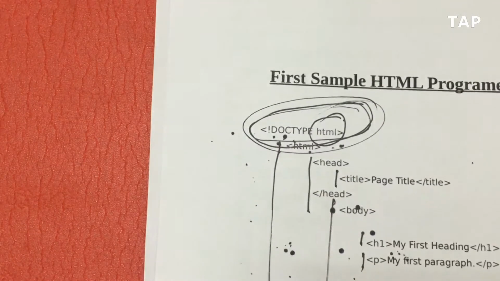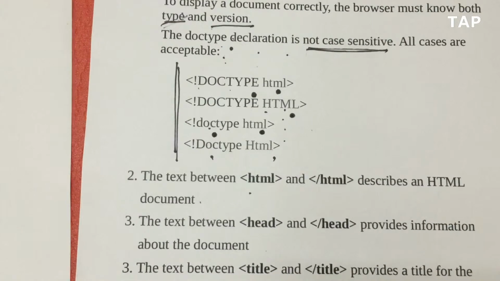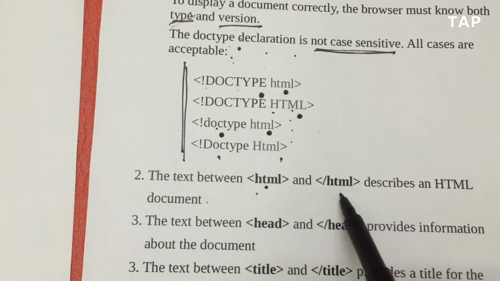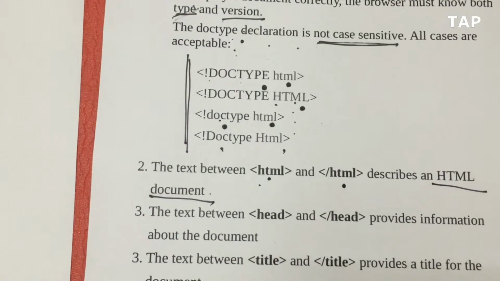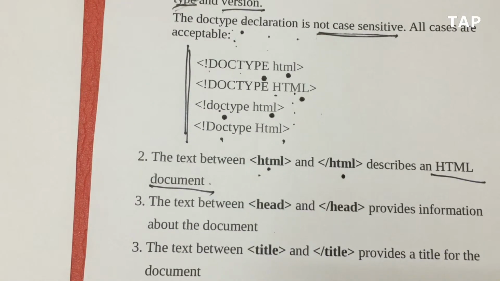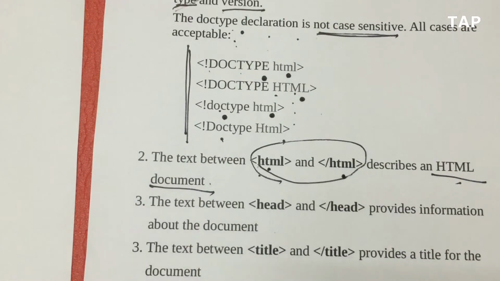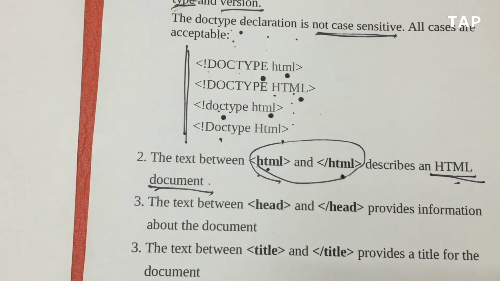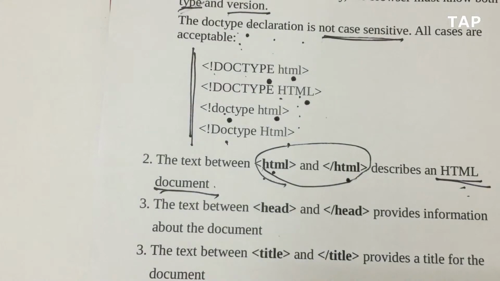Next, your HTML tag you have to start for any program, as I told. So what does this mean? Your HTML start and HTML end, whatever is in between, it describes your HTML document. In the beginning only I told that your HTML tag defines the document. So this HTML tag defines what your document is. It describes your HTML document. That's it. It doesn't do anything else.